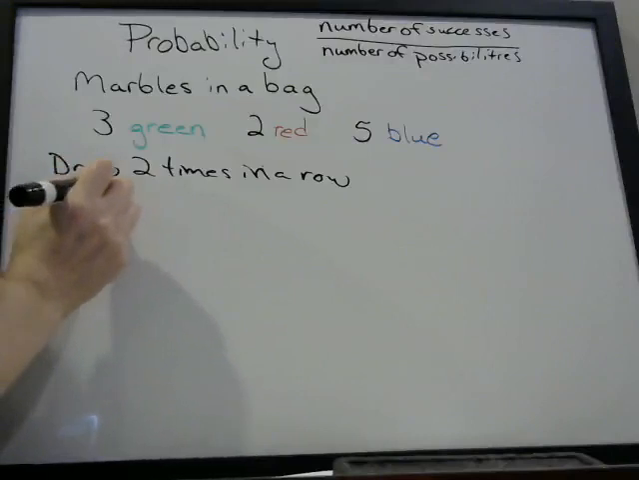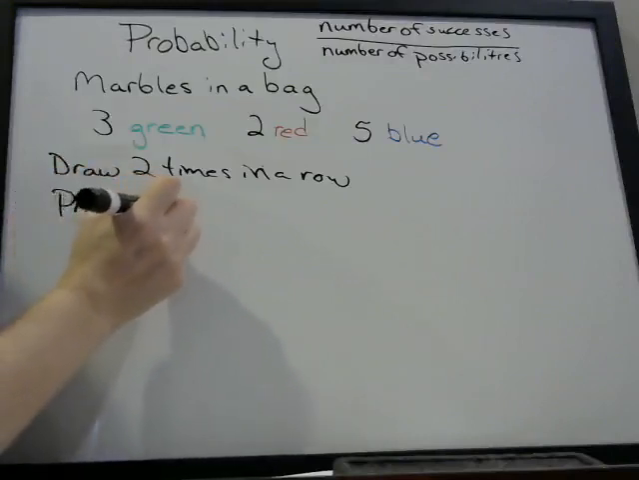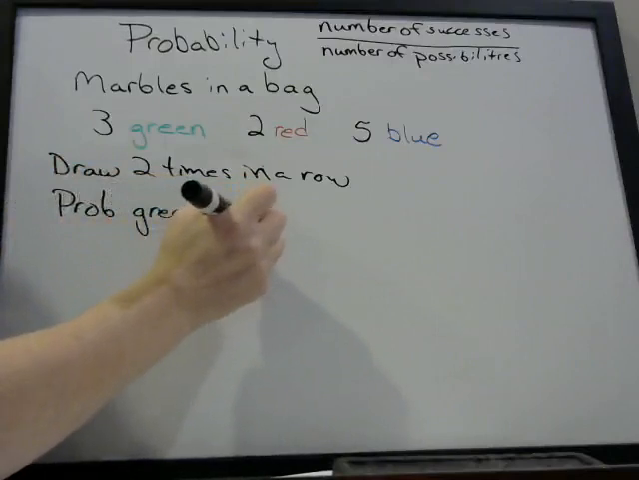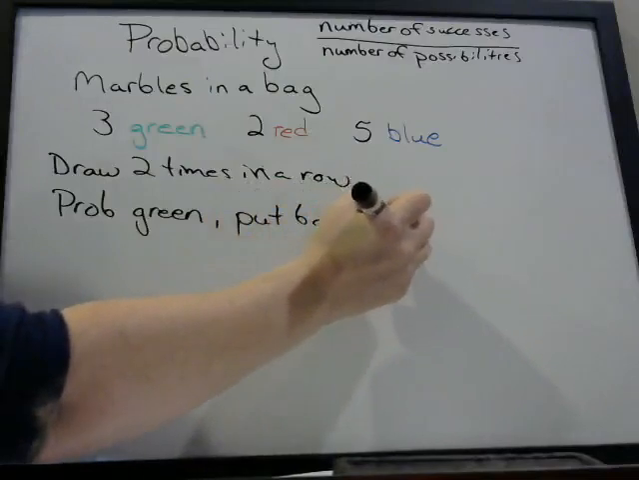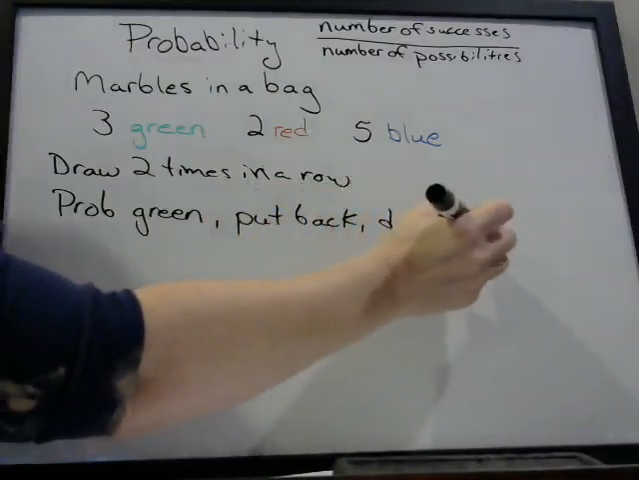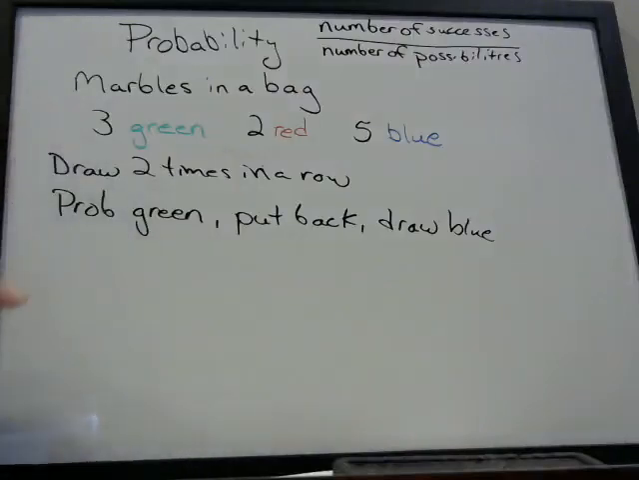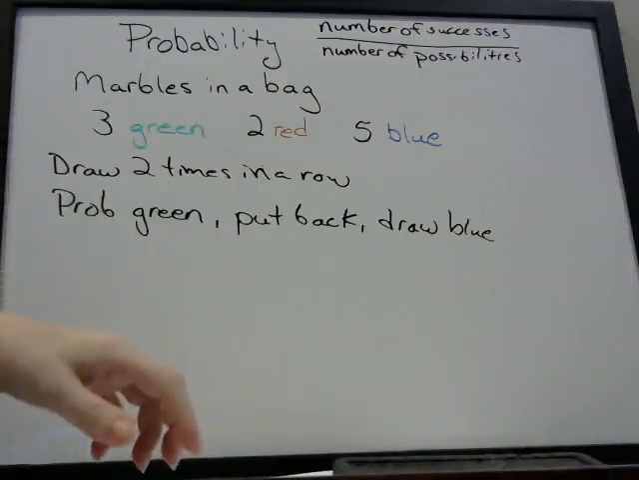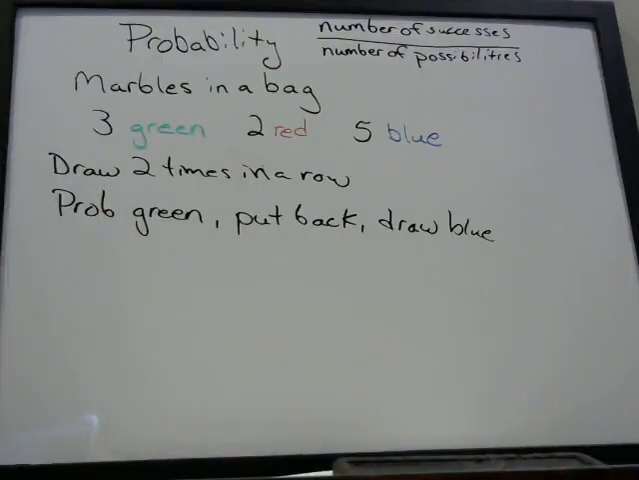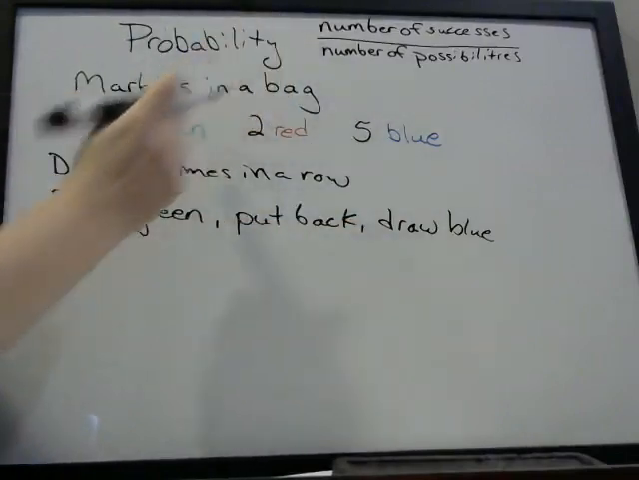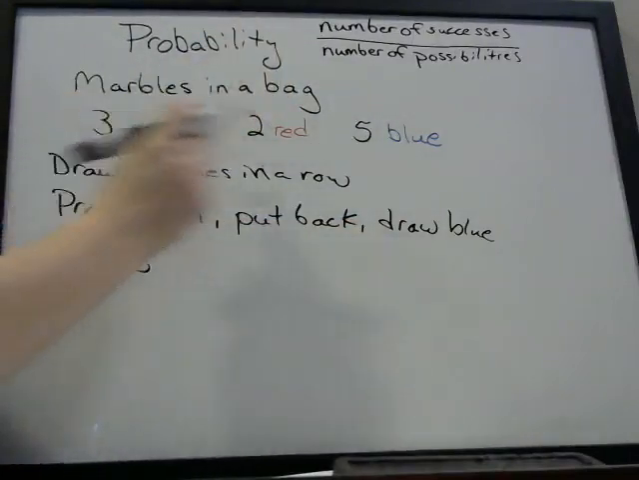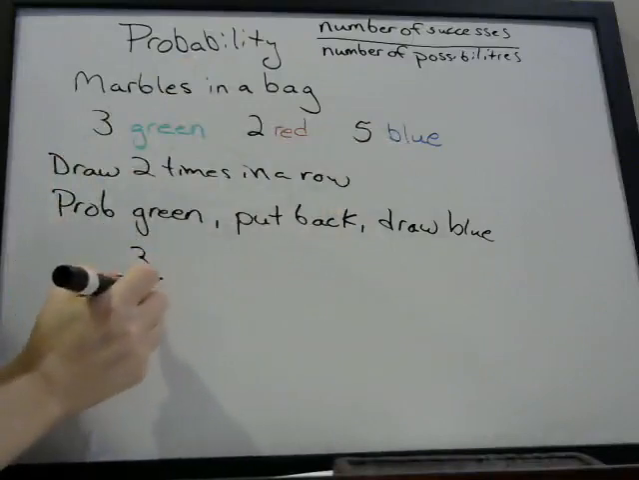What's the probability of getting a green marble, putting it back in the bag, and then drawing a blue marble? So we have all the marbles. We're going to draw a green, put it back, and then draw a blue one. What's the probability that we can do that in that sequence? So the probability of getting a green, same as what we've always been doing. The number of successes, well, there's 3 of them in there. There's a total of 10 marbles.